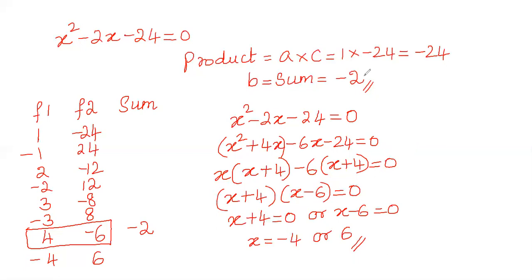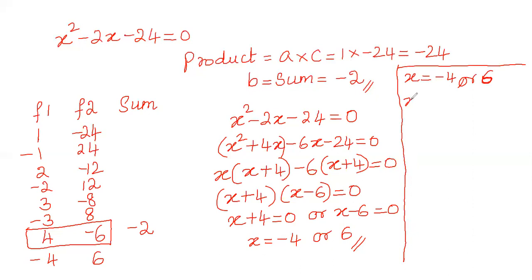Now, suppose the solutions are given and you are asked to find the equation. Earlier the equation was given and you found the roots. Roots of the equation and solutions of the equation are the same. So the roots are given: x is equal to negative 4 or 6. So there are two solutions here.